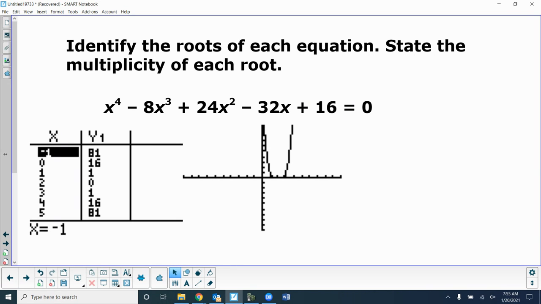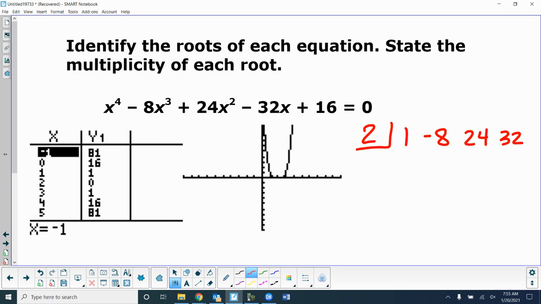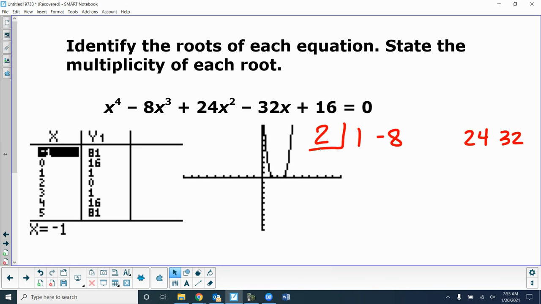So I'm going to put 2 in the corner here for my synthetic division. Then I'm going to put 1, -8, 24, -32. I'm going to run out of room here. Let's do this. See if I can move that. And 16. 1, -8, 24, -32. Don't forget the negative sign. Okay, so did I have to add any zeros there? Or is everything there that was supposed to be there?